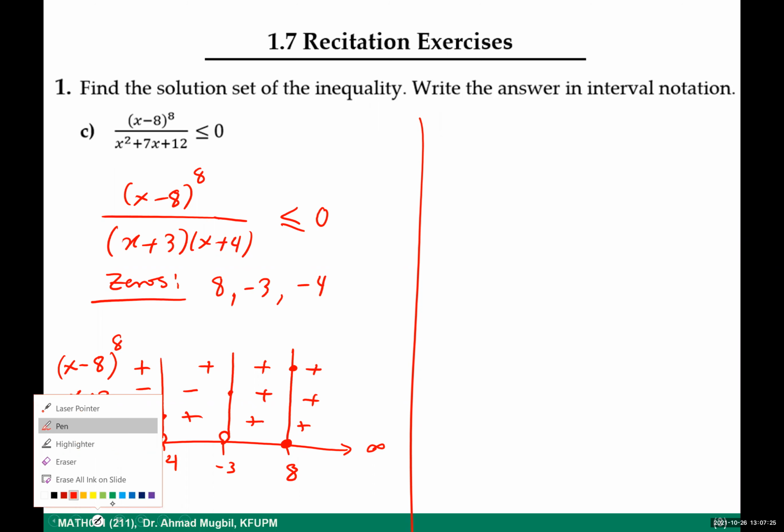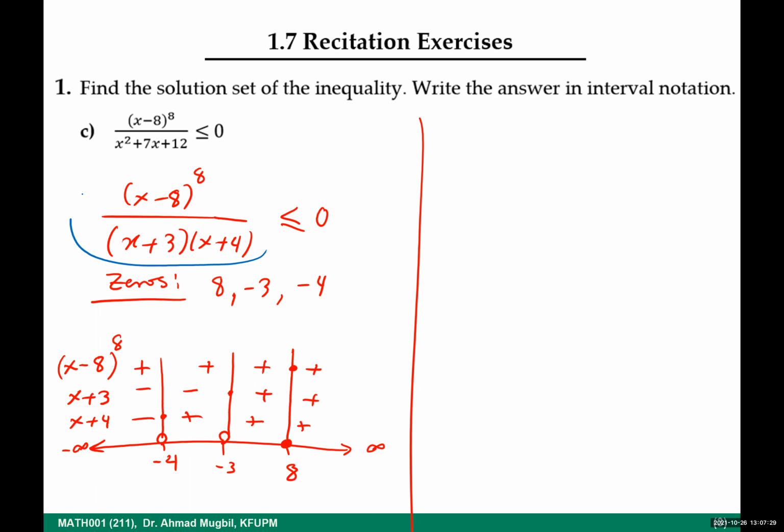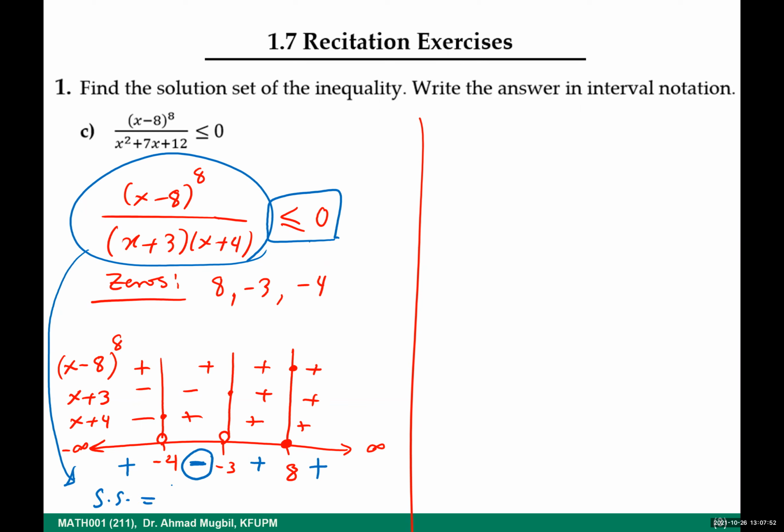In the bottom line here, we will write the quotient. The product of signs, the quotient of signs, this one here. So what will we have? Positive, negative, negative will be positive. Negative, positive, positive. What do we want? We want this to be negative or 0. So the solution set is the open interval negative 4 and negative 3.